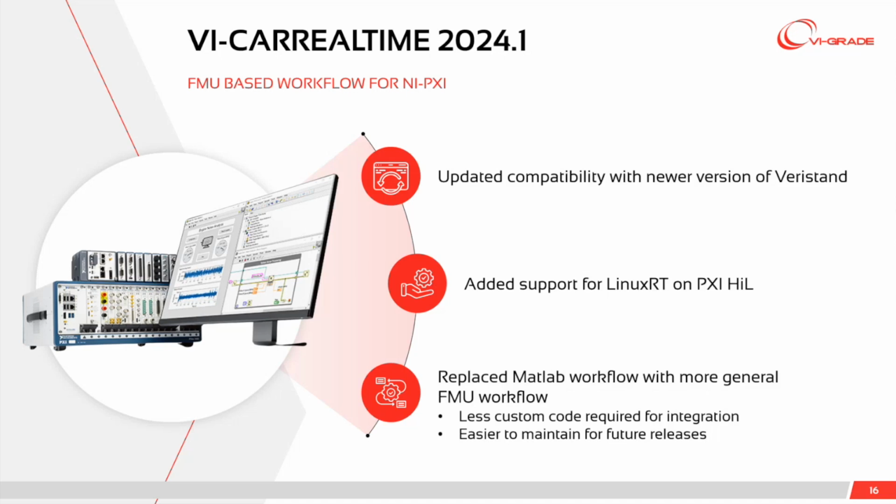The FMU-based workflow has also been extended in order to make it easy the interaction between VI-CarRealTime and hardware-in-the-loop platforms. Up to earlier versions of VI-CarRealTime, it was possible to configure and create an FMU embedding the VI-CarRealTime model only for Windows. Starting from this new version of VI-CarRealTime, we also added the support for an FMU export for Linux real-time on PXI HIL, and the generation of this FMU can be done directly from the interface of VI-CarRealTime. The same approach will be extended to other HIL platforms in the future.